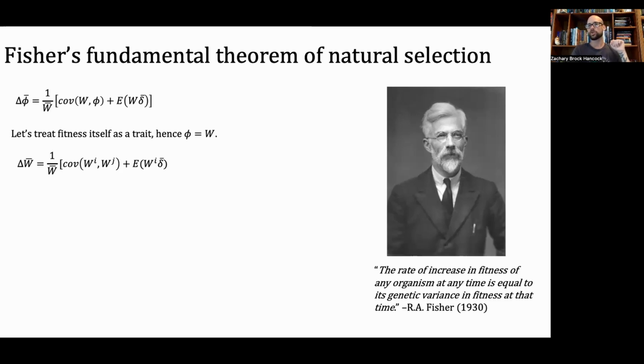So the last thing I want to touch on in our little derivation here of the Price equation is Fisher's fundamental theorem of natural selection. Fisher proposed this theorem in 1930 in his book, The Genetical Theory of Natural Selection. He did it in the most vague of ways, and for decades, people were utterly confused on what exactly he meant. He described it succinctly as the rate of increase in fitness of any organism at any time is equal to its genetic variance in fitness at that time.